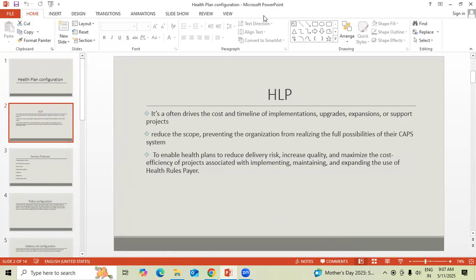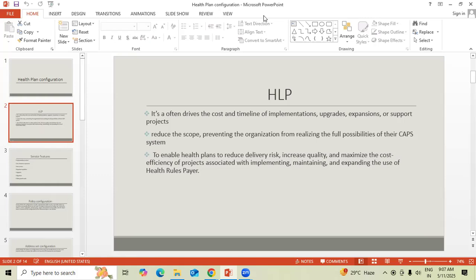In regard to the process of learning, it's always important for us to understand the HLP, which majorly drives the cost as well as the timeline of implementation, followed by upgrades or expansions or support for the projects, which majorly reduces the scope, followed by whatever the organization is realizing, some possibilities of any kind of cap systems, all that.